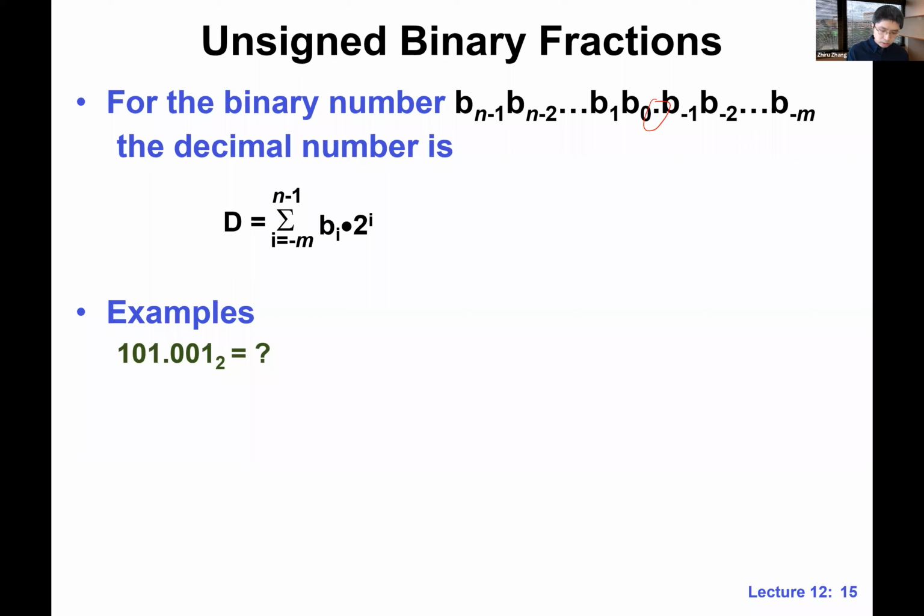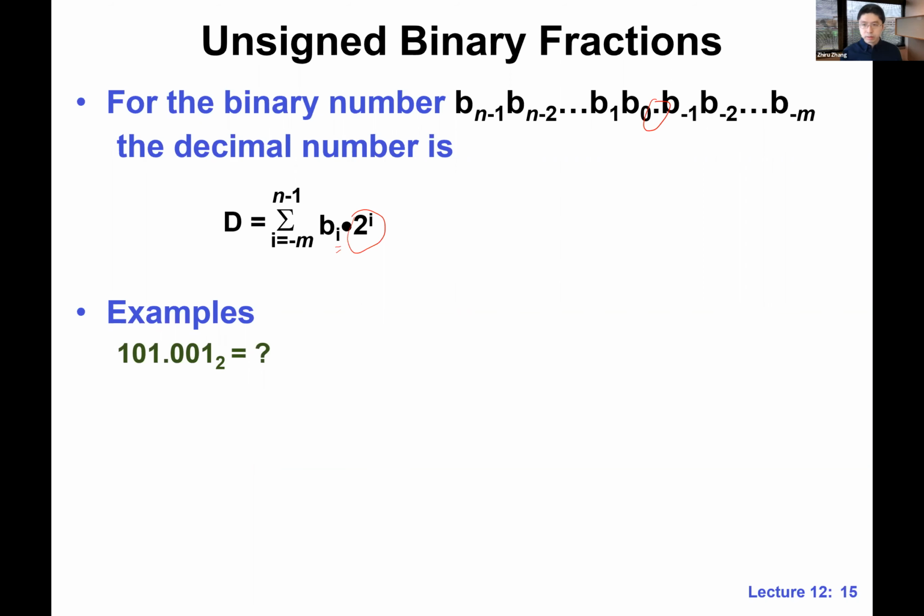So for each bit, we look at its index and associate a weight according to the index. If there's a bit i, the weight is 2 to the i. This i can be negative, positive or 0. Hopefully this is very straightforward. If this is the case, then tell me what exactly is this number? What is this fractional value?